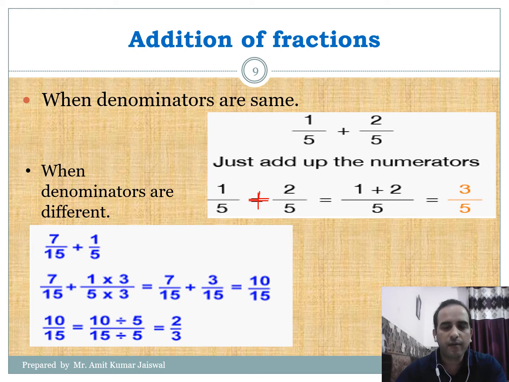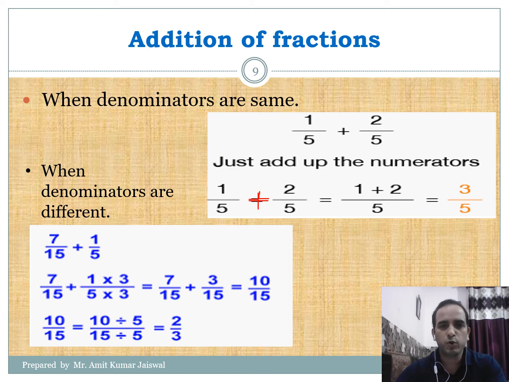When the denominators are different, we again find the equivalent fraction of the given fraction. So 1 upon 5, here 5 is a factor of 15. So we convert 5 to 15 by multiplying both numerator and denominator by a number. So we find the equivalent of 1 upon 5 and we get 3 upon 15. Now denominators are the same and the numerators are added, so we get 10 upon 15, and we get its simplest value by dividing it by the HCF of 10 and 15. So here 10 upon 15 we have divided by 5 because 5 is the HCF of both.